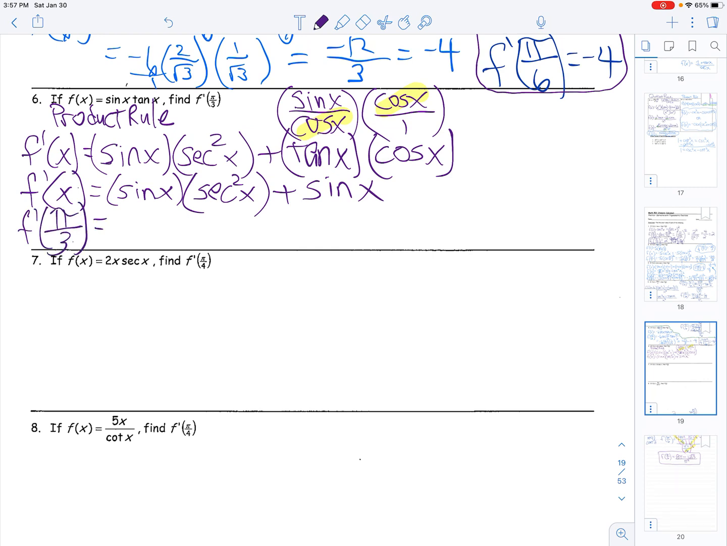All right, let's plug in pi over 3 now. So f prime pi over 3 is sine pi over 3 times the secant of pi over 3 squared plus sine of pi over 3 again. Pi over 3 radians, 60 degrees, if you remember. If that helps you, or you just go back and look at the table. The sine of 60, or pi over 3 radians, is radical 3 over 2.